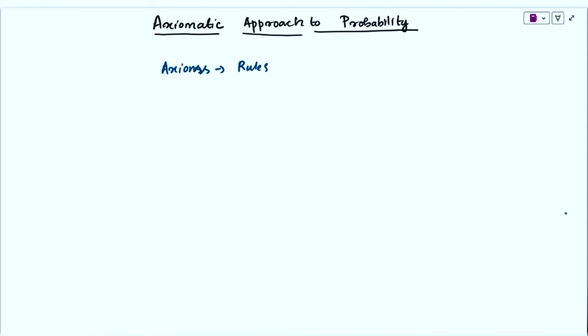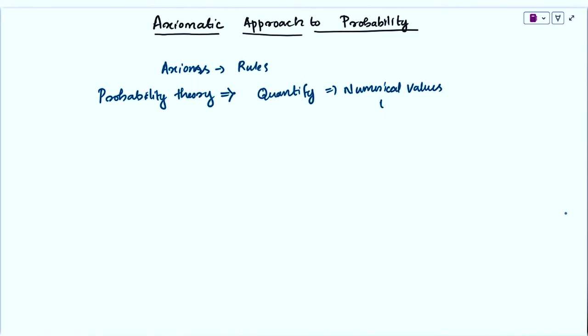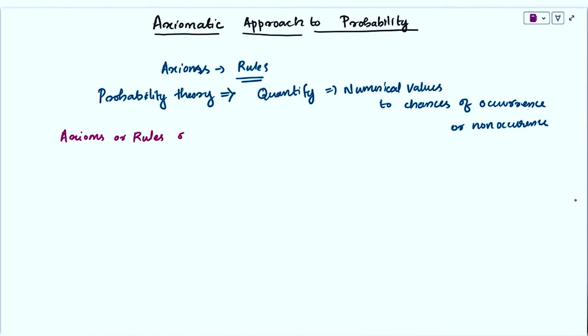Probability theory attempts to quantify the chances of occurrence or non-occurrence of events. Quantify means giving numerical values to the chances of occurrence or non-occurrence of some events. So, here we are going to discuss some of the axioms or rules which describe the probability of events.